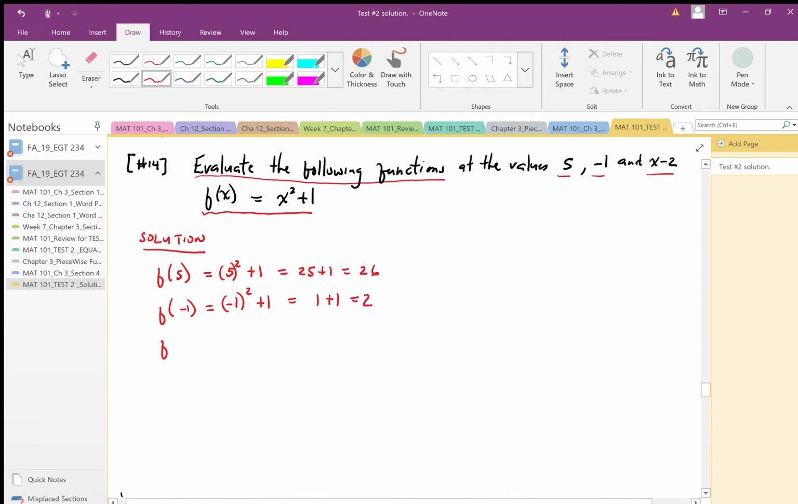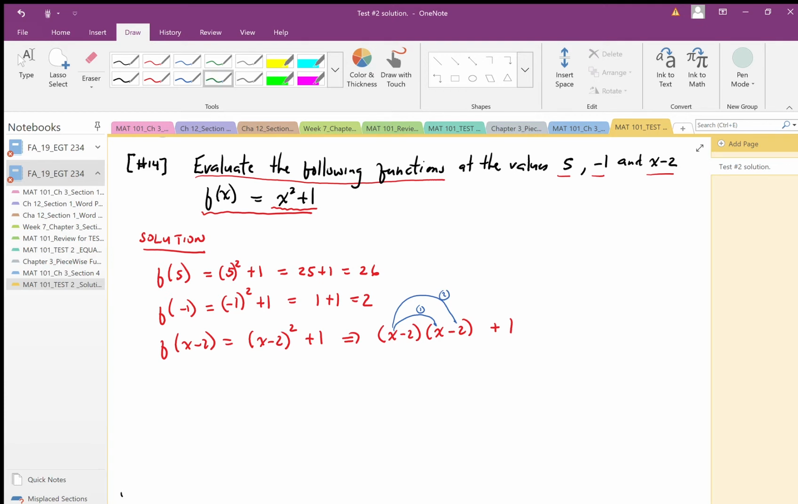Then f of x minus 2, again, wherever I see x in my function, I'm going to put x minus 2. It's going to be x minus 2 squared plus 1. And when I do the math, I could just spread this out even more. Say x minus 2 times x minus 2 plus 1. So we can use FOIL, as we've been doing. That's 1. That's 2. And this is 3. And this is 4. Okay.